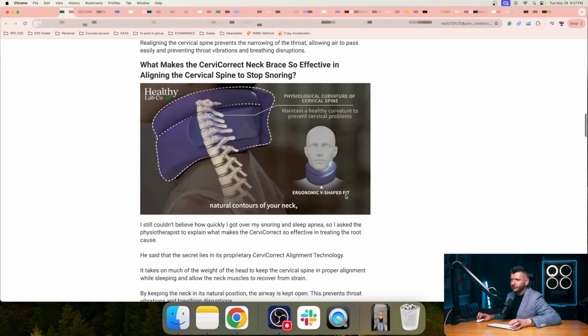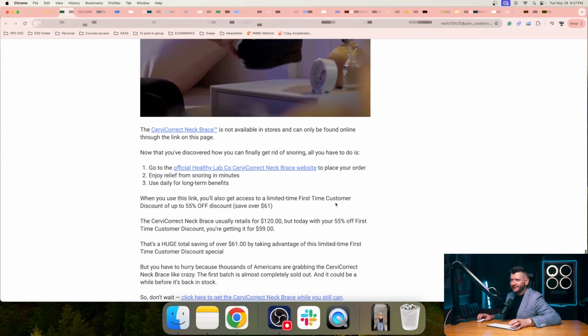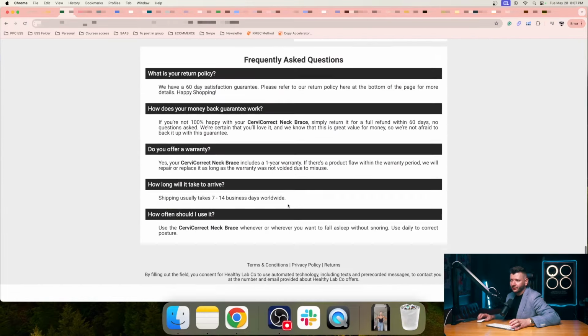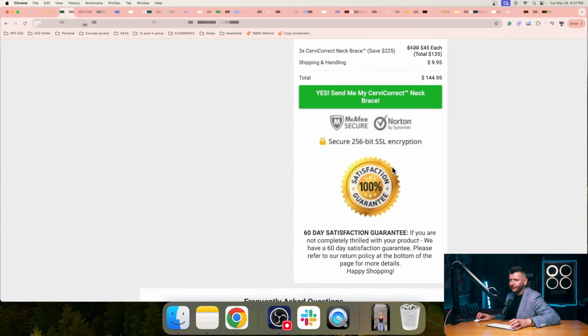Another great example is here, healthylab.co, right? If you scroll down and go to the second page, you save more the more you buy. If you buy one, you only save $61. If you buy two, you save $142, and then the price per unit drops. And if you buy three, you save $225, right? So the more you buy, the more you save. It's a decent offer here. Also, the guarantee is emphasized everywhere.